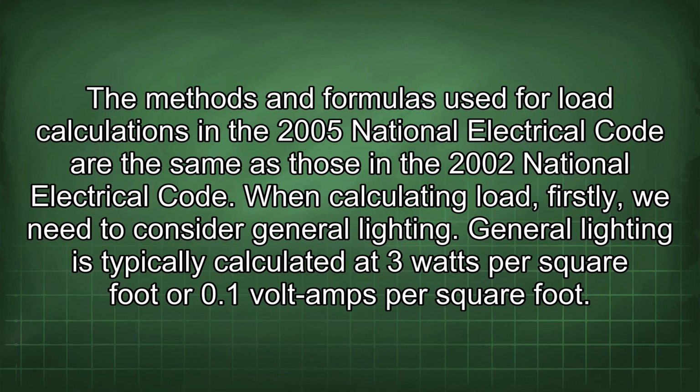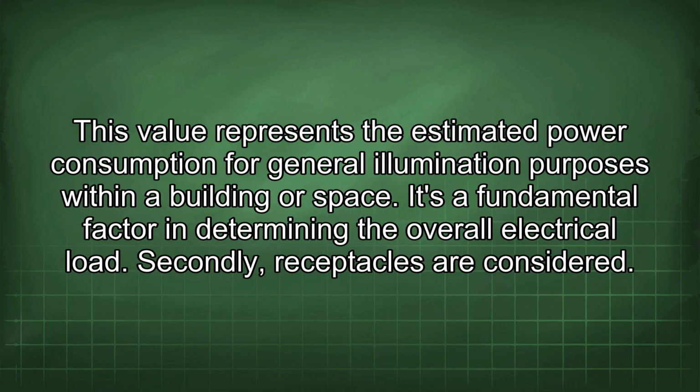When calculating load, firstly, we need to consider general lighting. General lighting is typically calculated at 3 watts per square foot or 0.1 volt amps per square foot. This value represents the estimated power consumption for general illumination purposes within a building or space. It's a fundamental factor in determining the overall electrical load.